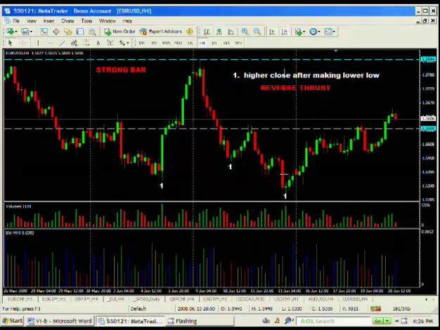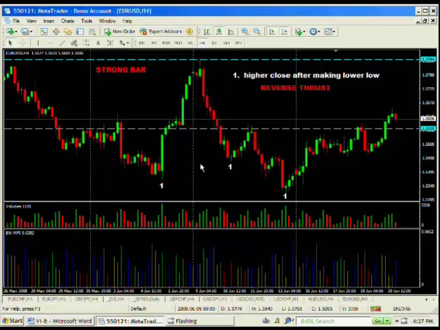So bottom line, what that reverse thrust bar is telling you is that at this point this market is coming under accumulation. This is rather obvious, but the actual accumulation actually started here. And as we go forward, you will understand why.